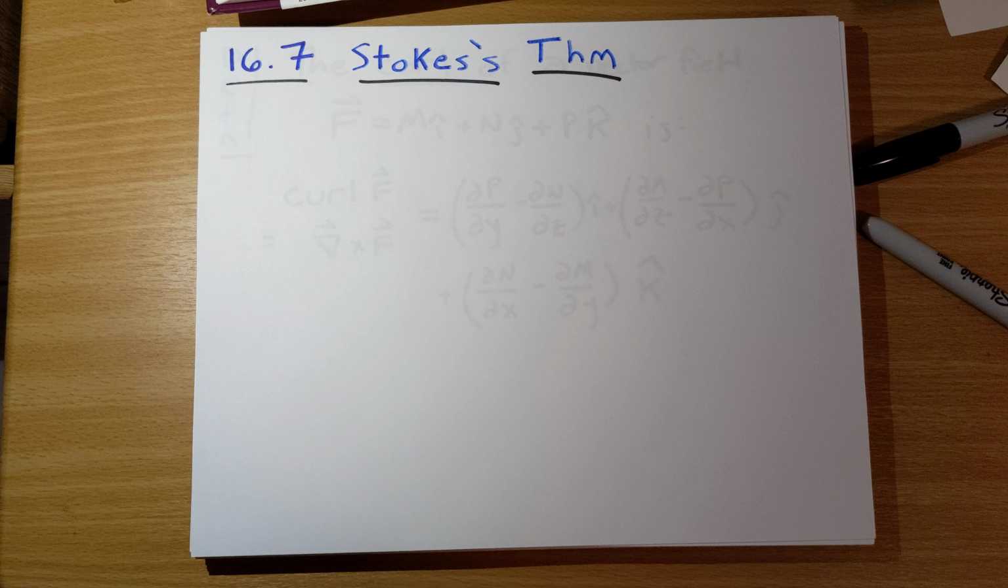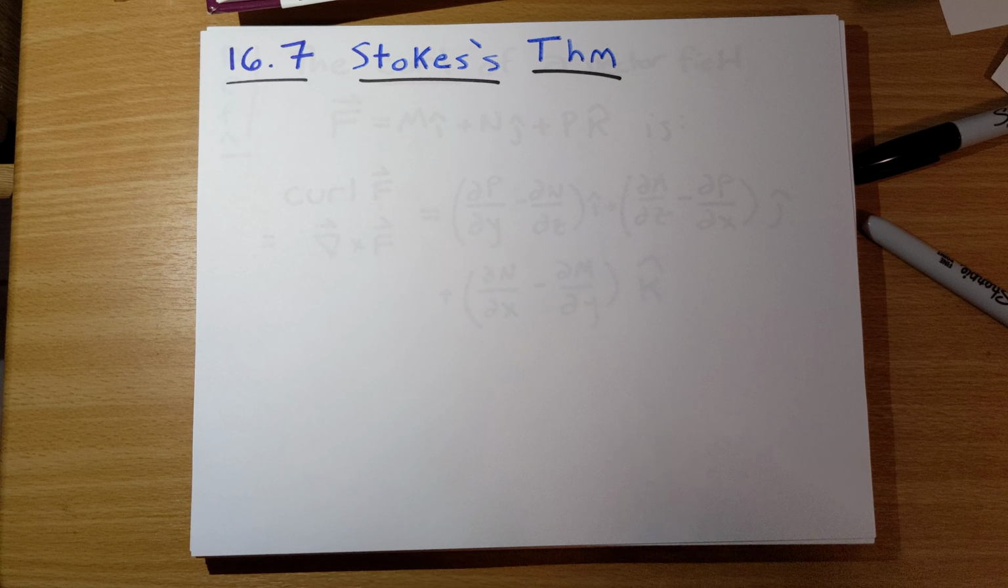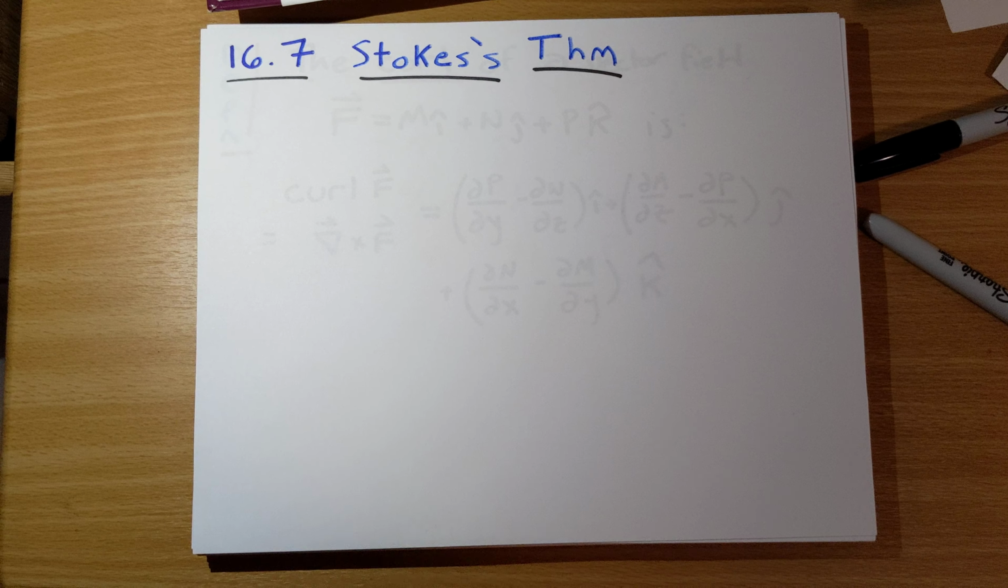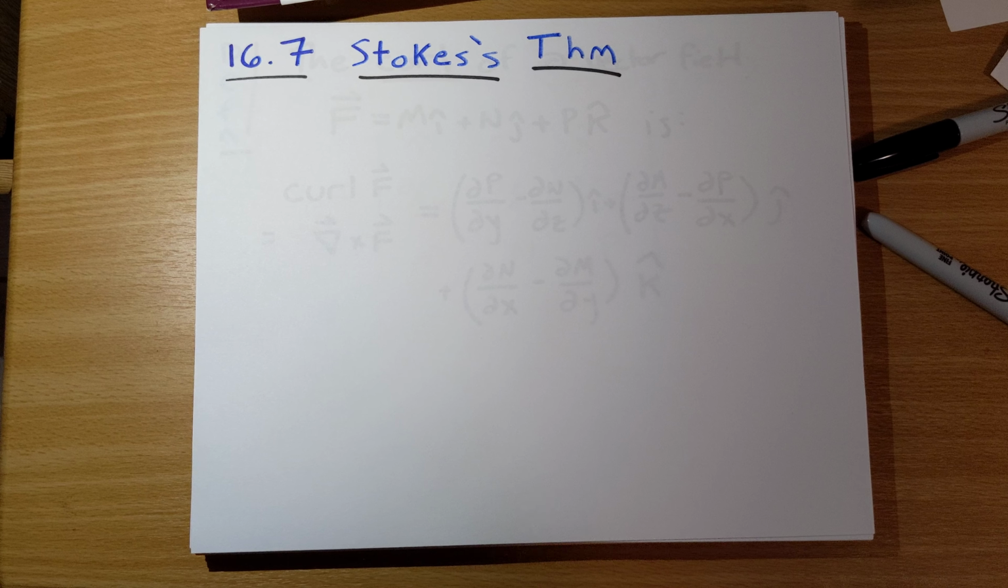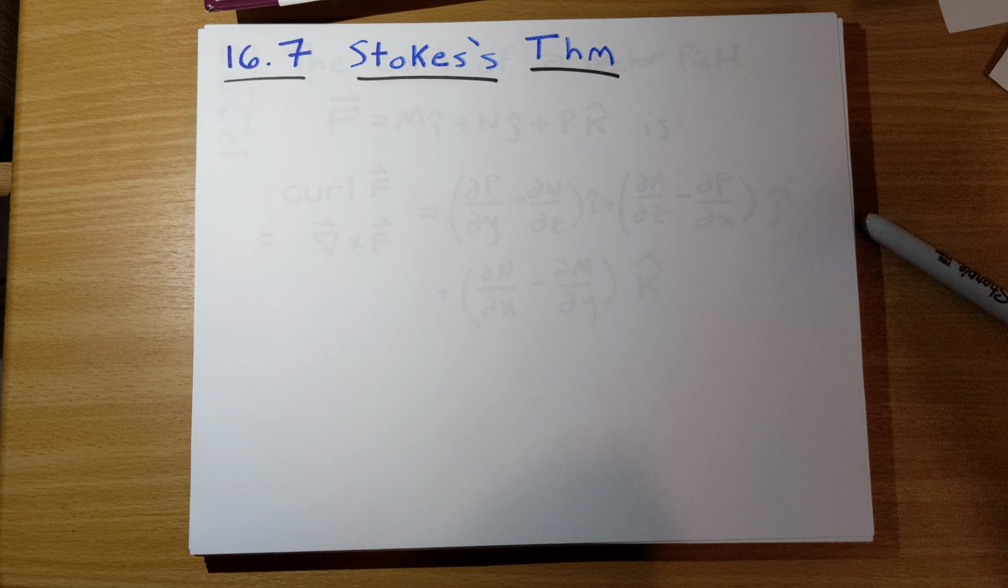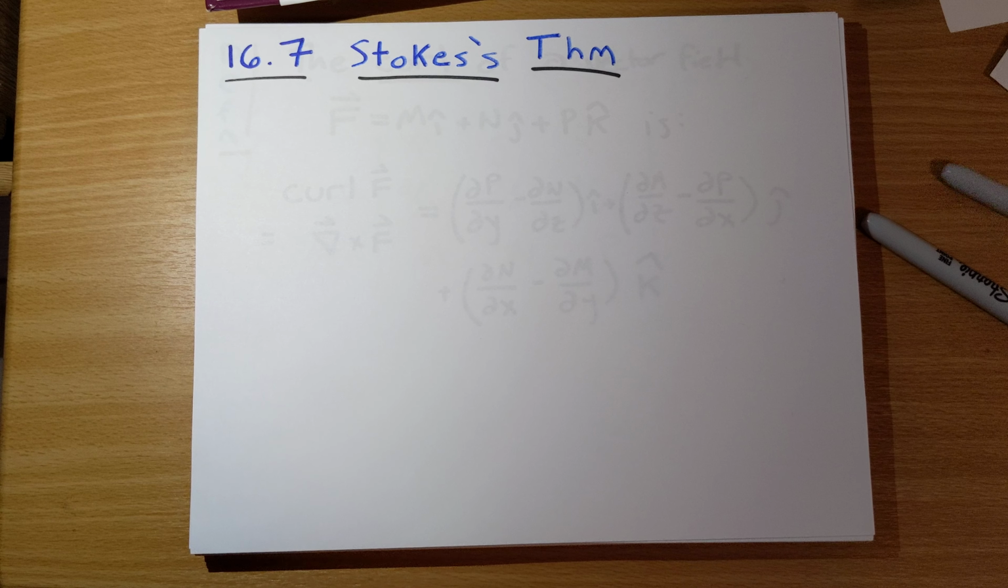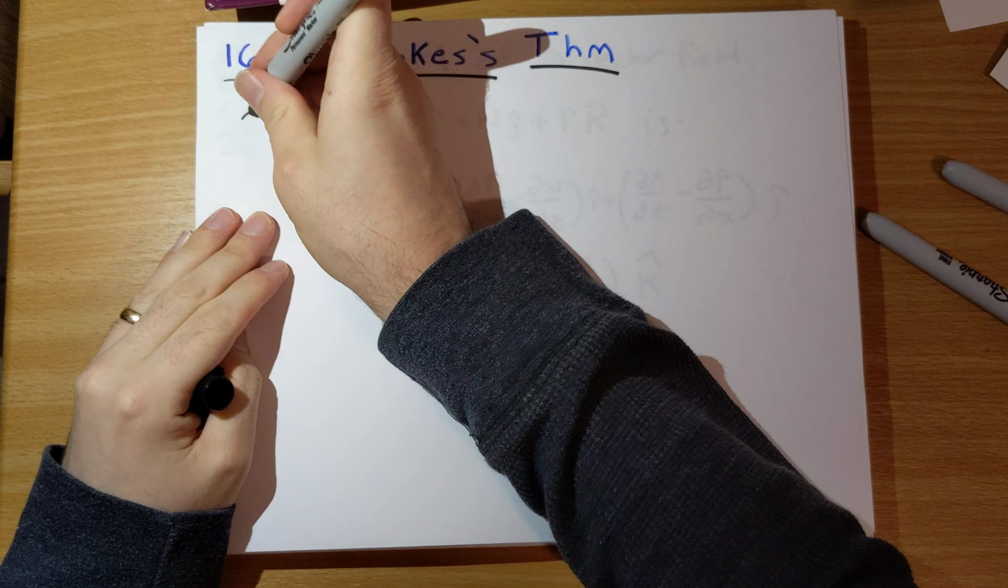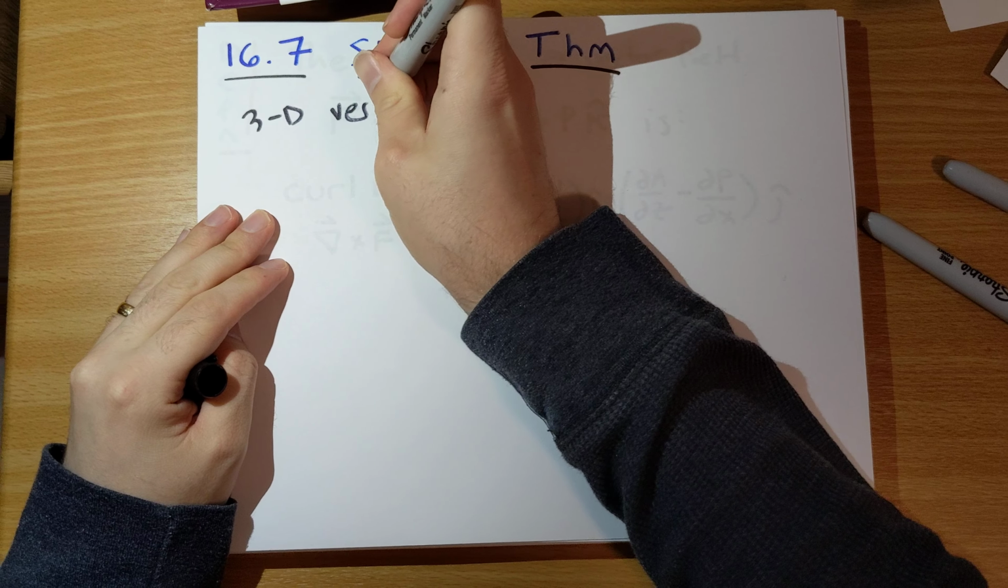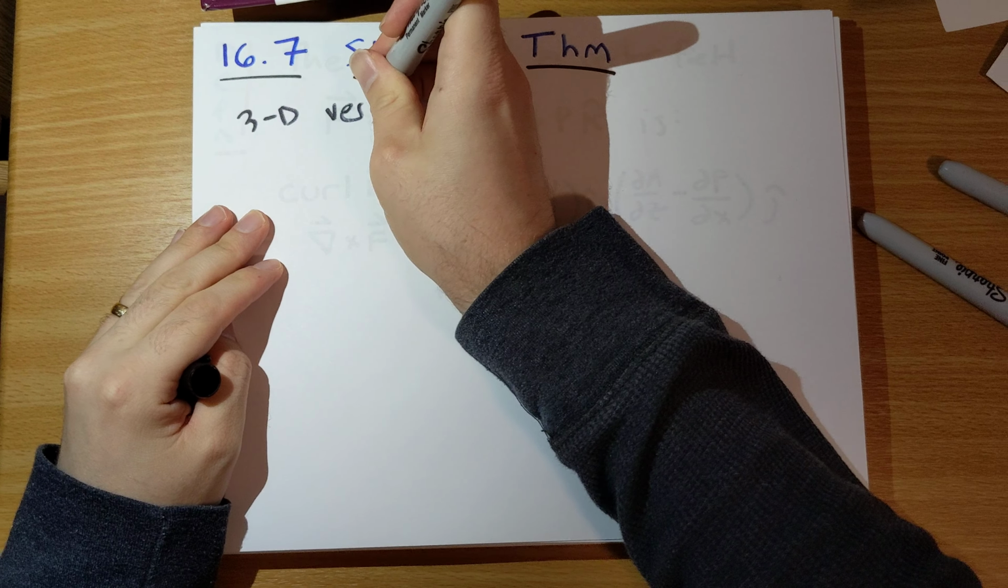Section 16.7, Stokes' theorem. Only 2 sections to go, this one and 16.8. What's going on here? We want to construct essentially a 3D version of Green's theorem.